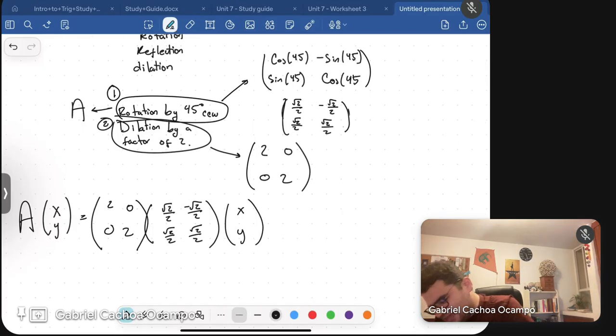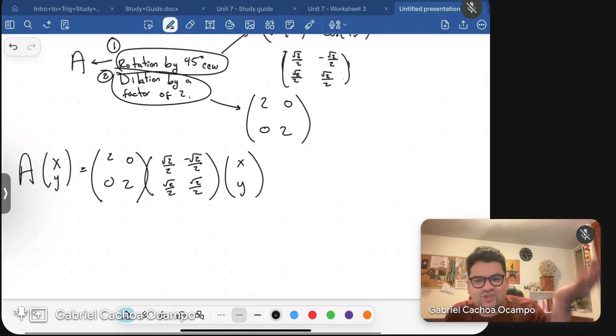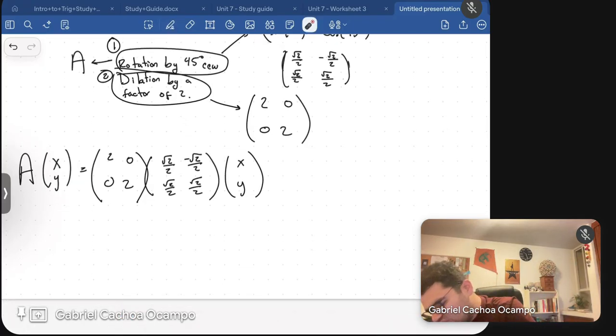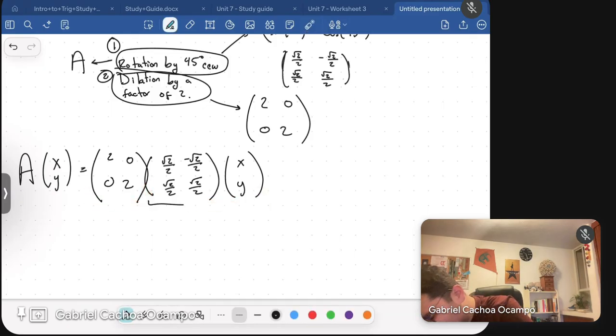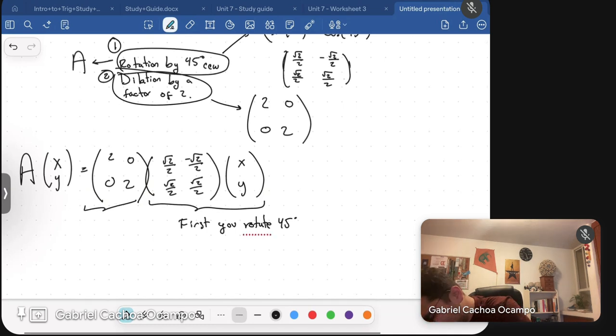With this transformation, what multiplications do you do first? You first do this multiplication, and the result of this multiplication, you apply it to this one. This multiplication comes first. So first you rotate 45 degrees, and then you dilate by k equals 2.